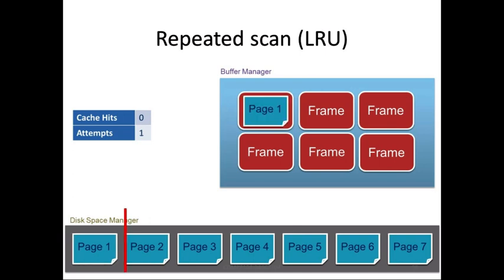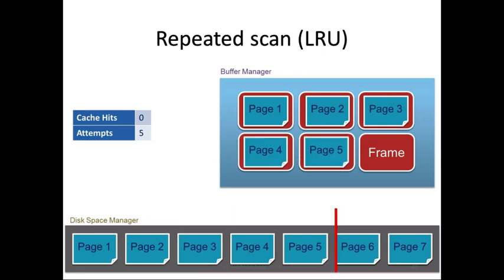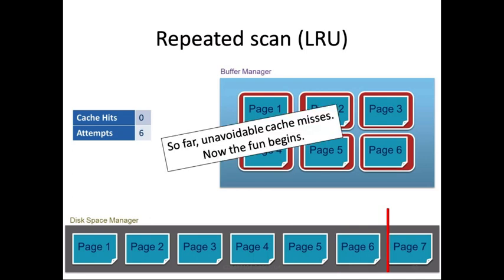Okay, so the first page, page 1, is requested. For now, we start with an empty buffer, of course, so we don't have it. So we have 1 attempt, 0 cache hits. Page 2 is requested, 2 attempts, still 0 cache hits. So you can see how this goes. Initially, we only have attempts, but no cache hits. So far, they are, let's say, unavoidable cache misses.